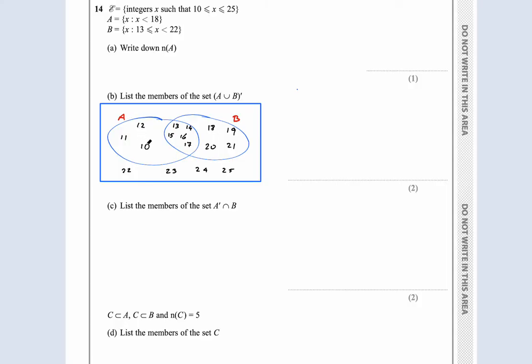These aren't a number of elements. So it's not 11 plus 12 plus 10. It's just 1, 2, 3, 4, 5, 6, 7, 8. There are 8 elements in A.